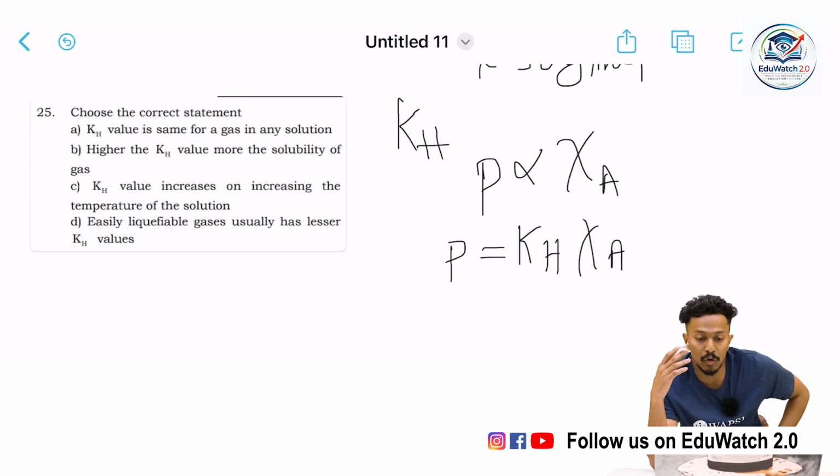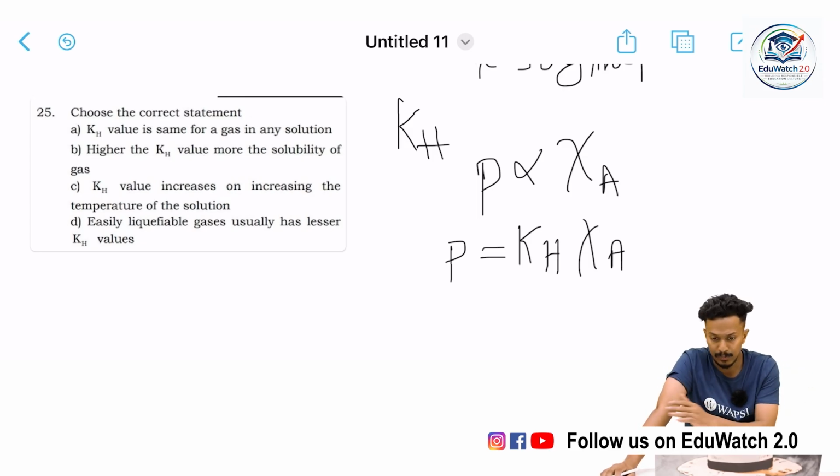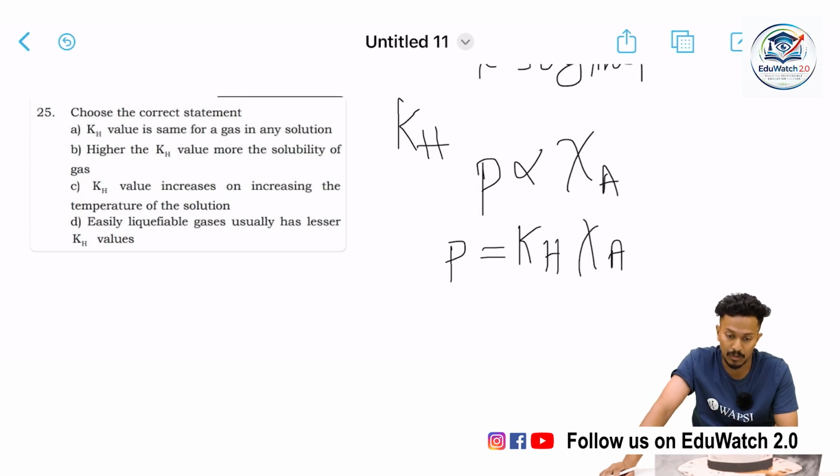Higher the KH value, more will be the solubility. KH value changes with the solvent nature, so that doesn't hold. Higher the KH value, lower will be the solubility. So the second option is also wrong. KH value increases on increasing the temperature of the solution.